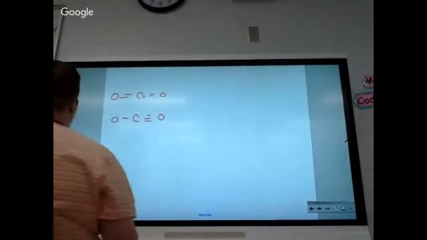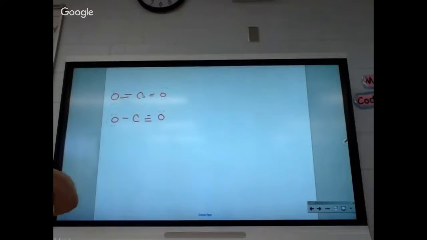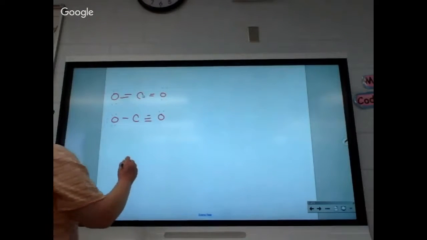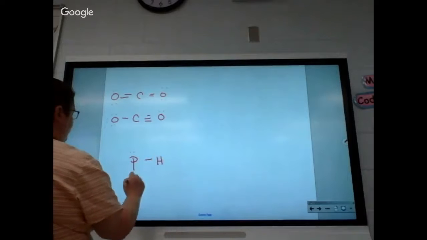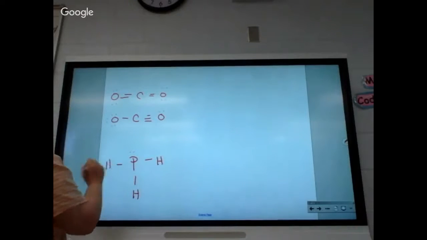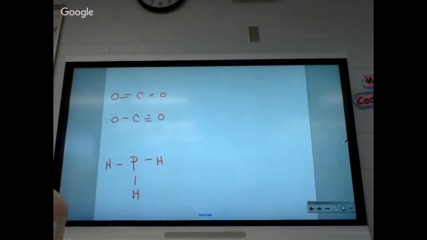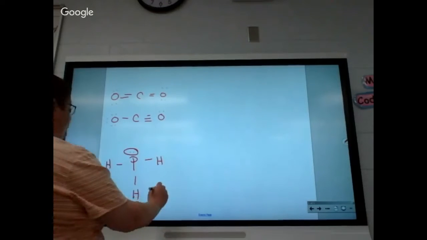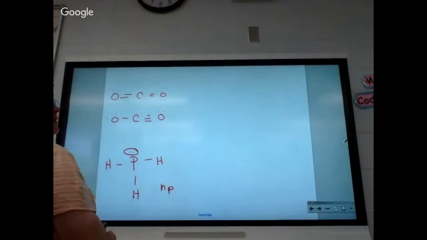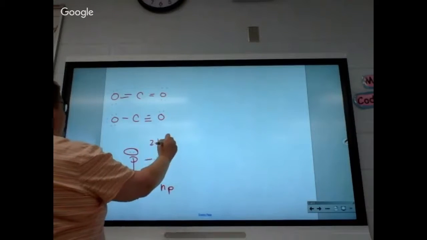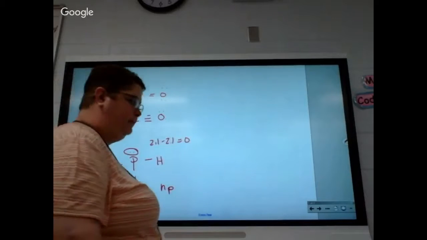All right, what's the geometry? Linear. Is it polar or non-polar? Non-polar. What was the next one? PH3. All right, geometry? Triangular planar or pyramidal? It's pyramidal because it has what? Lone pair. Planar would have no lone pair. Polar or non-polar? It's the exception you just did in your homework. 2.1 minus 2.1 is 0.